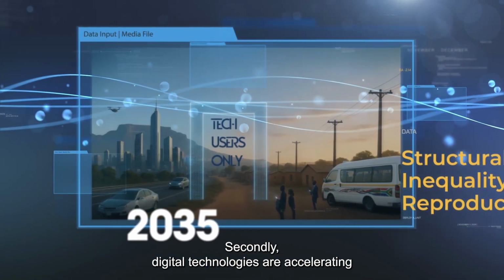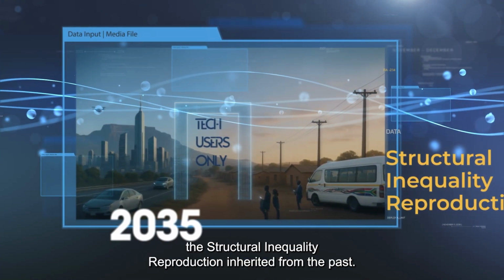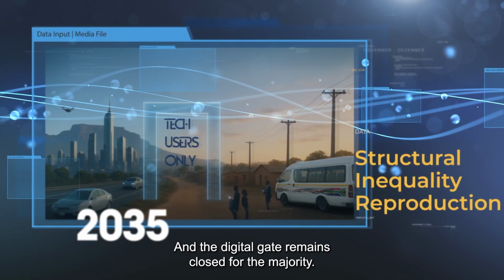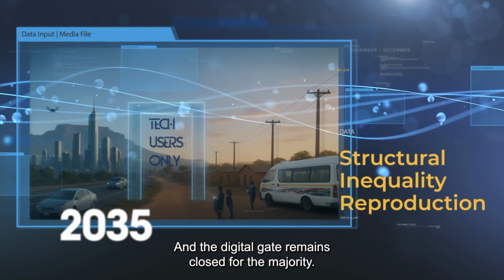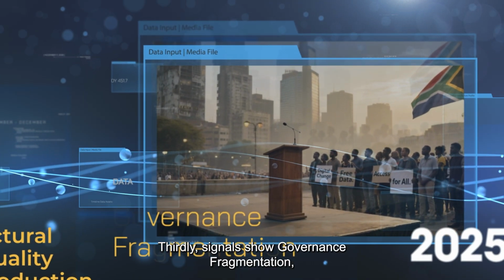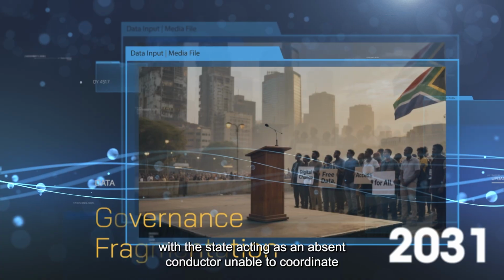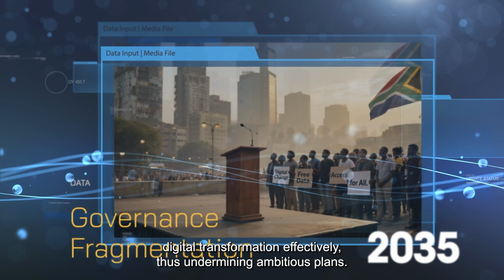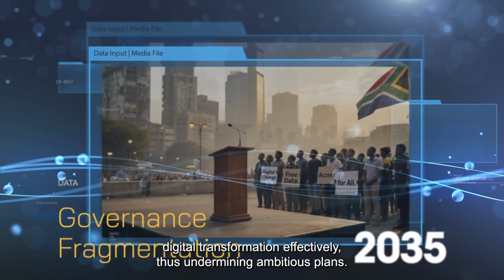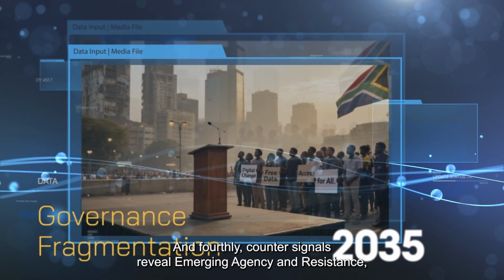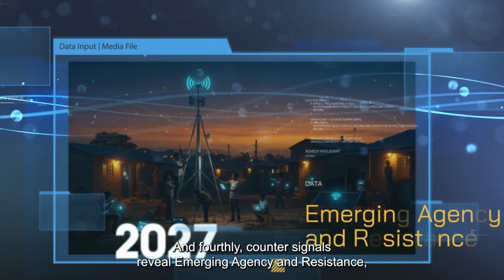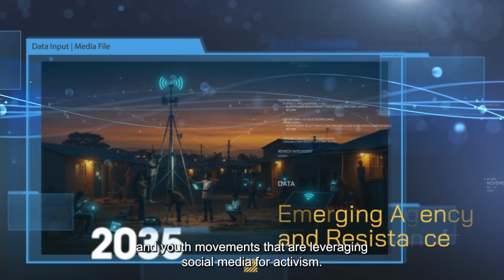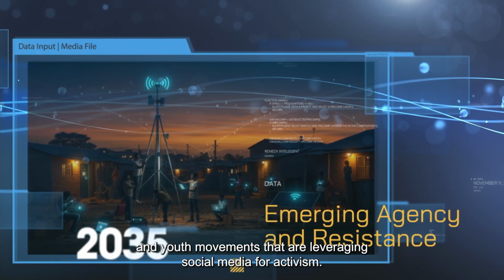Secondly, digital technologies are accelerating the structural inequality reproduction inherited from the past, as the platform economy entrenches precarity and the digital gate remains closed for the majority. Thirdly, signals show governance fragmentation, with the state acting as an absent conductor, unable to coordinate digital transformation effectively, thus undermining ambitious plans. And fourthly, counter signals reveal emerging agency and resistance, such as bottom-up innovations like community Wi-Fi initiatives and youth movements that are leveraging social media for activism.